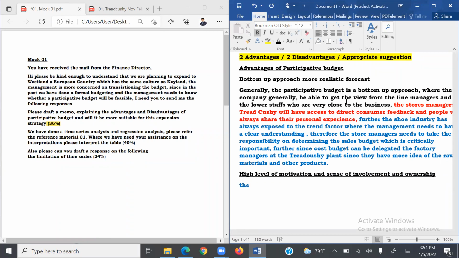The participative budget generally provides ownership to the employees who are involved in the process.